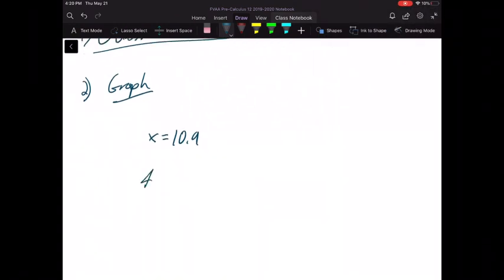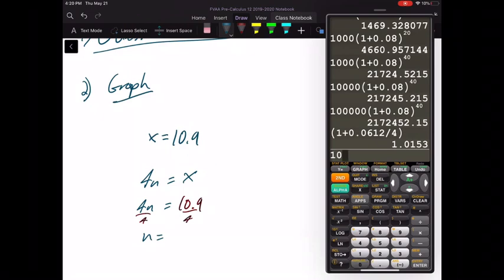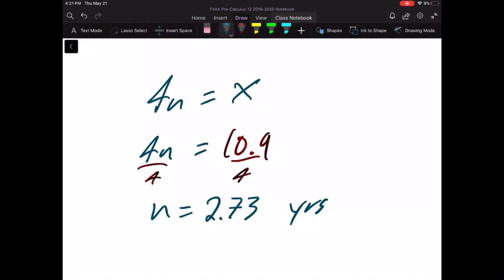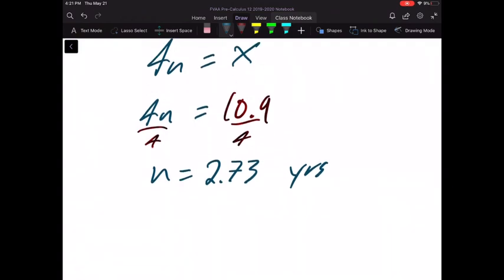However, I know that 4n is equal to x, right? And so 4n is equal to 10.9, divided by 4, n is equal to 2.73 years. That 10.9 is in quarters. So you have to wait 11 quarters essentially to get the money, and 11 quarters would be 2 years, which is 8 quarters, plus 3 more. It'd be 2.75 years, almost 3 years. 2 3/4 years. So that would be your answer there.